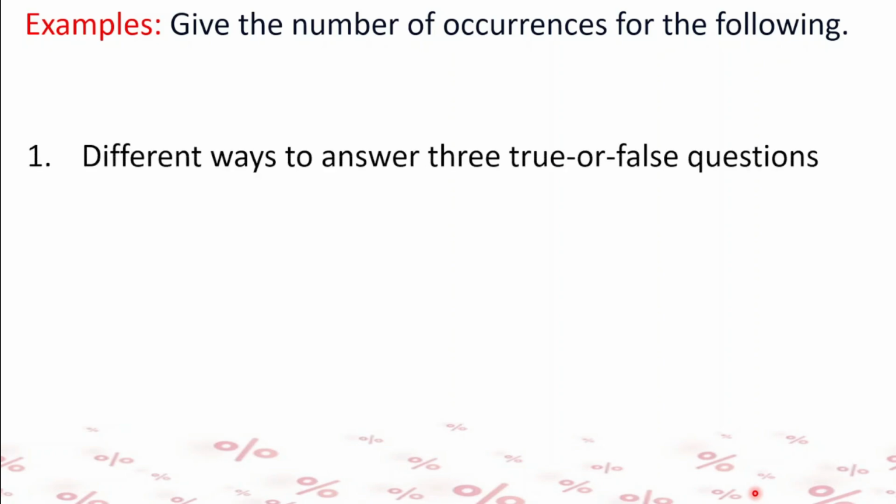Okay, so I want you to give the number of occurrences for the following. I will pause for a few seconds so you can try to answer the question, and feel free to pause the video as well if you need more time, and then just continue it when you are ready to check if your answer is correct. So question number 1, different ways to answer 3 true or false questions. How many ways can you answer three true or false questions?